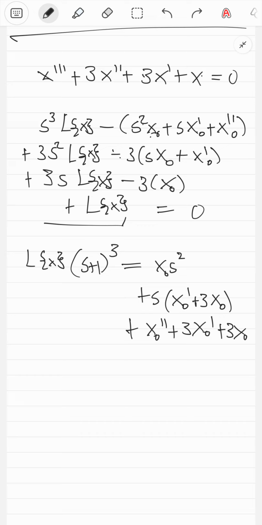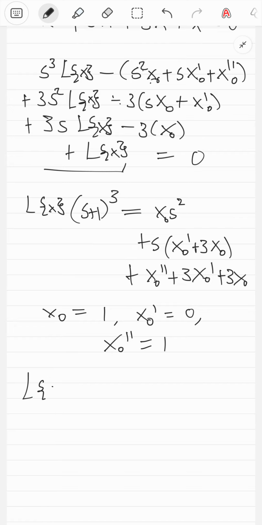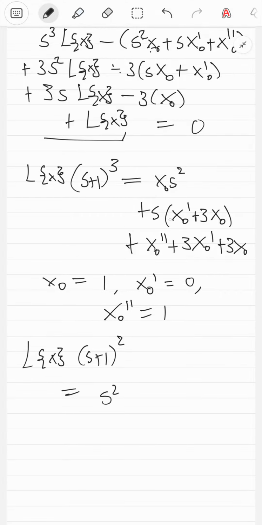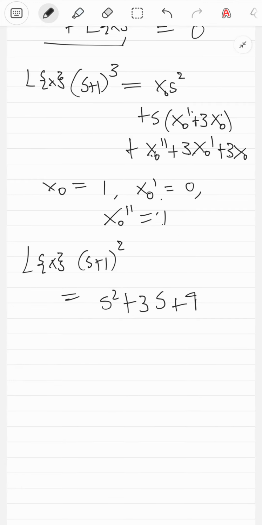If you knew what the values of these things were, I'm just going to put in values myself. Let's say x naught is equal to 1, x naught dash is equal to 0, and x naught double dash is equal to 1 as well. Then this would be the same thing as this equation. So x naught is 1, so s squared over there, then plus s times that stuff, which is 0, then this thing is 1, so plus 3s, then you have 1 plus 0 plus 3, so plus 4, right? Does that look correct? I think it does.